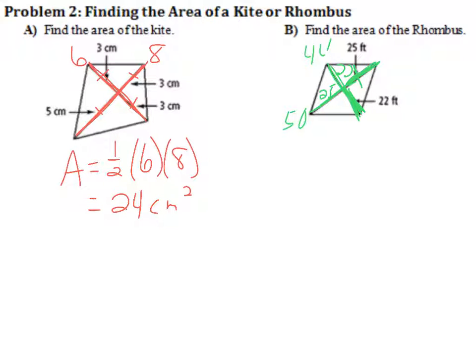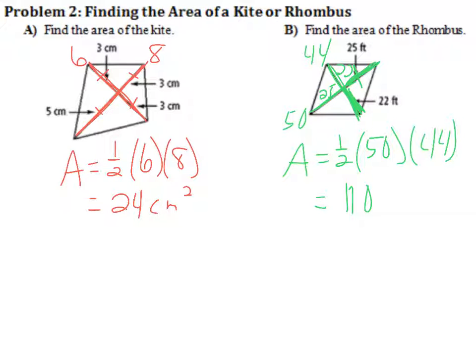So now I know my distances of my two diagonals. I can use my area formula of 1/2 times the product of my two diagonals. And when I multiply them together, I am going to get that it is 1100 square feet.